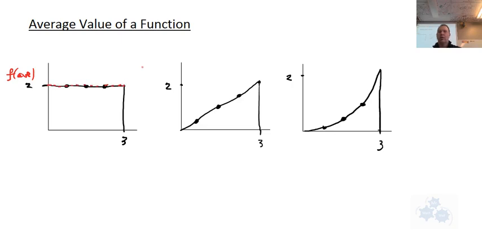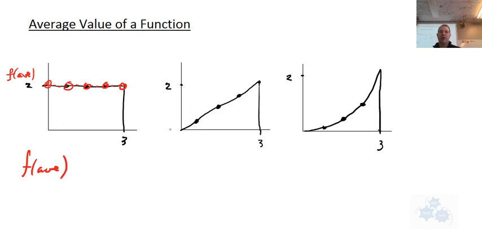Well, since it's horizontal, if you take a look at all the y values here, the y value is 2, 2, 2, 2, 2, all the way across. What's the average if all of the numbers are 2? The average is 2, so the function average here is 2 over this interval.